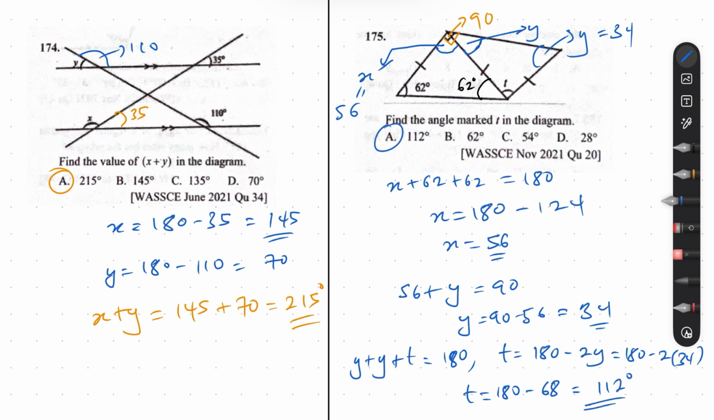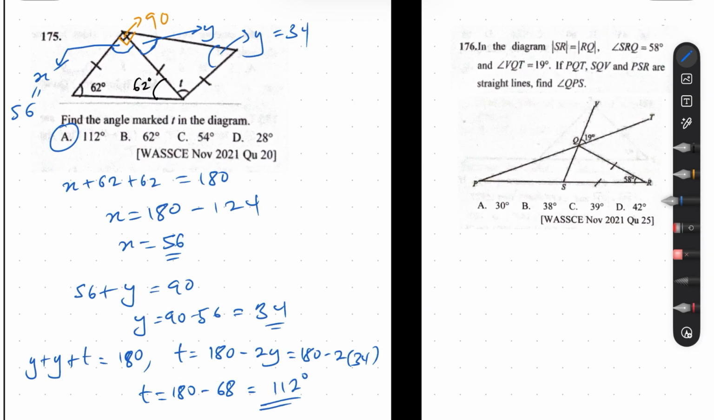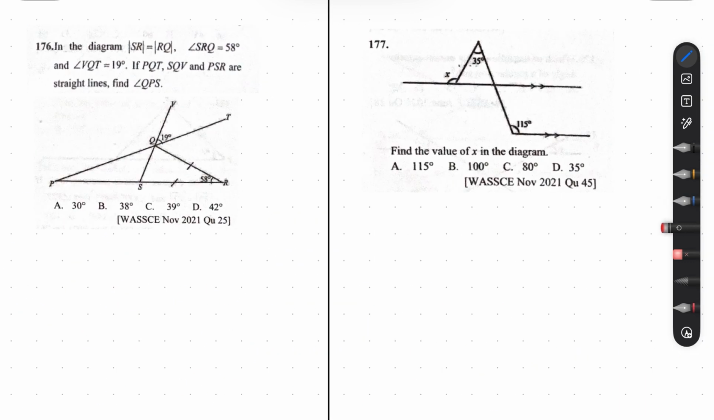Cool. Let's move on to question number 176. The question says in the diagram, the length of SR and the length of RQ are the same. That means this and this are the same. If that's the case, then this is what? An isosceles triangle, and the two angles will be the same.